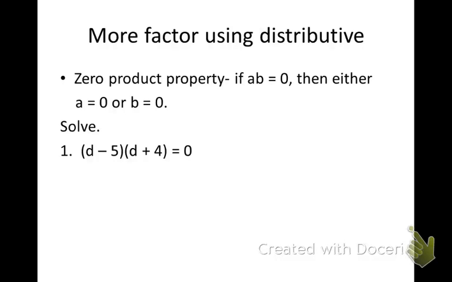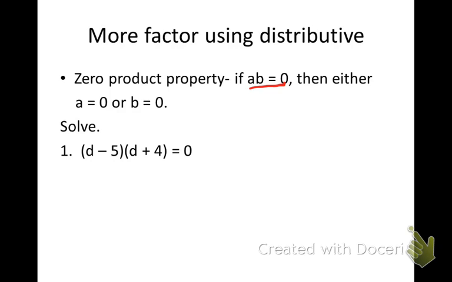Today we're going to use some more factoring using distributive, and we're going to apply it using the zero product property. So if you have two things being multiplied together and they equal 0, what does that tell you about one of the things? Well, one of them must be 0. So either A equals 0 or B equals 0. So we're going to use that to start solving some equations.